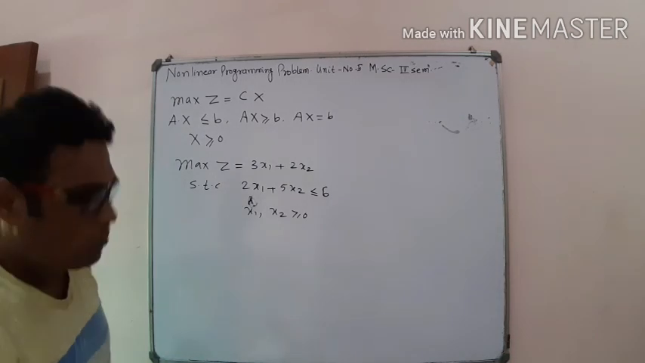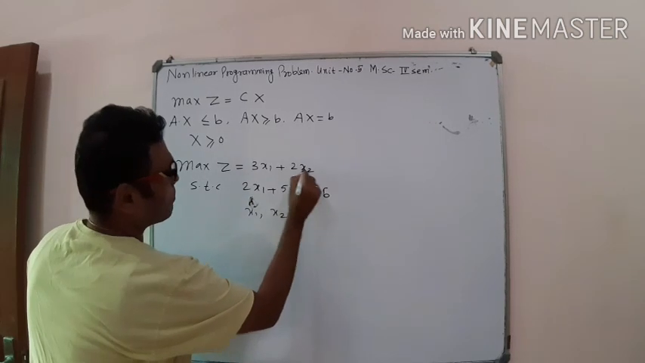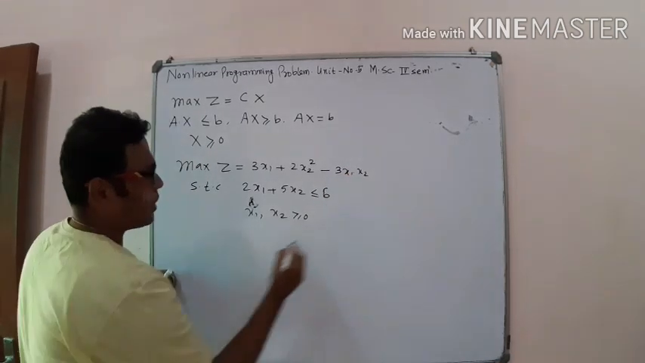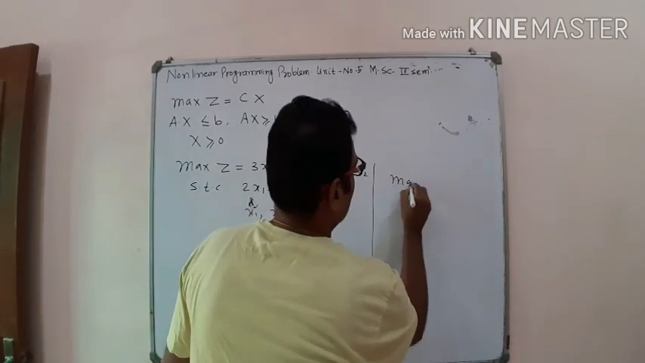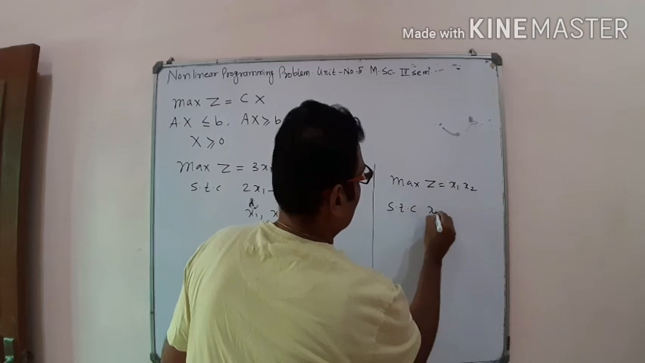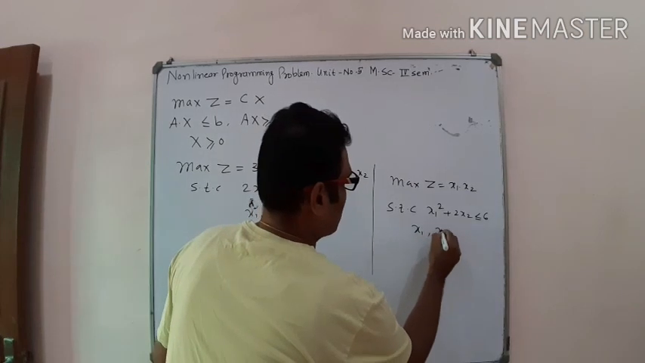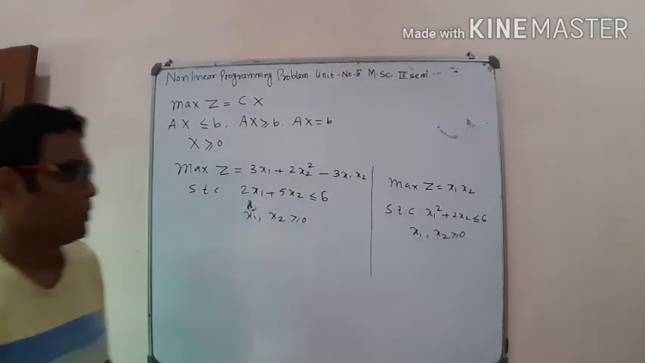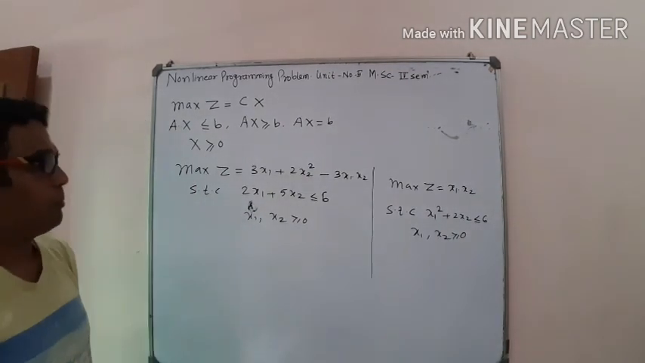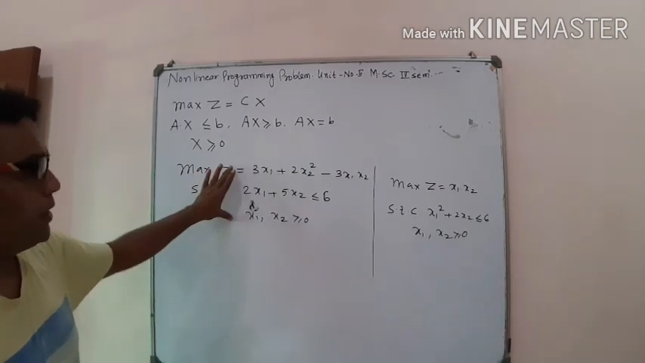Instead of linearity, we use this kind of problem. Suppose x1 multiplied by (x1 plus 2x2) whole square minus 3x1 into x2, or we use this problem: maximize z equal to x1 into x2, subject to the constraint x1 square plus 2x2 less than or equal to 6, where x1 and x2 are greater than or equal to 0. This particular problem is called a nonlinear programming problem. So under this topic we discuss the solution of nonlinear programming problems.